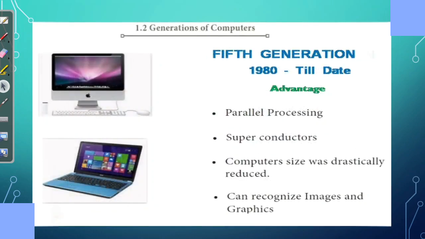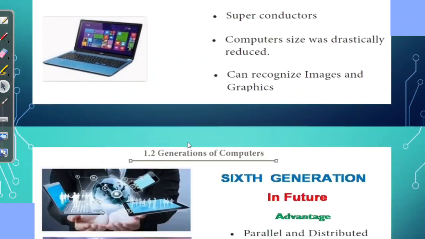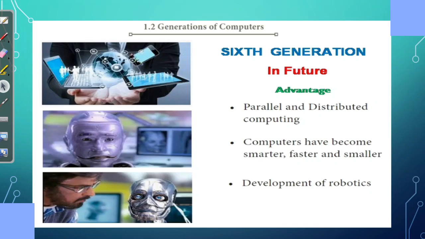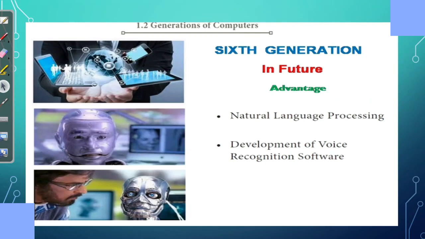Coming to the fifth generation, 1980 till date, it supports parallel processing and superconductors, and computer size was drastically reduced. You can recognize images and graphics tools and all in this fifth generation. And lastly, the future generation will support parallel and distributed computing as well as smarter, faster and smaller development of robots, then natural language processing as well as voice recognition software. Everything will be available in your sixth generation.